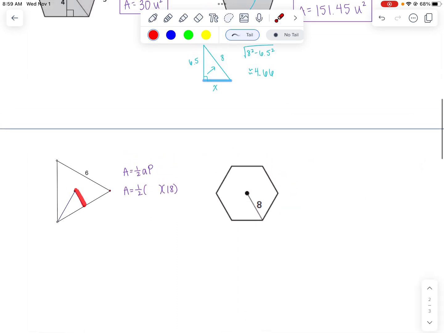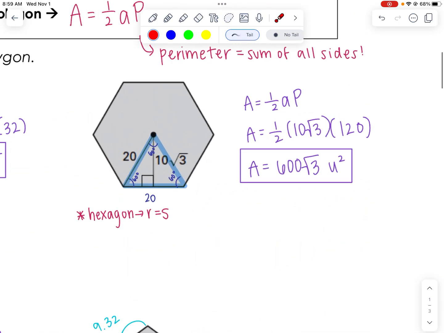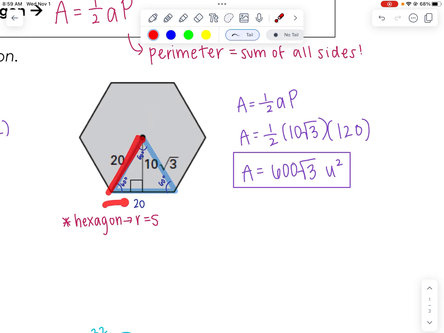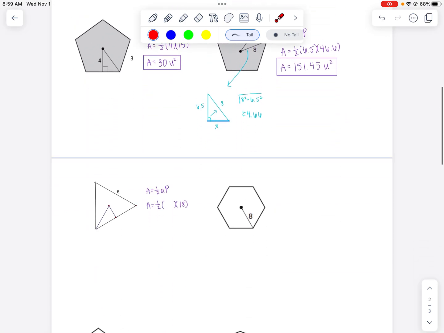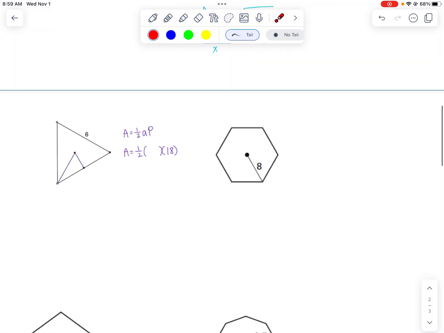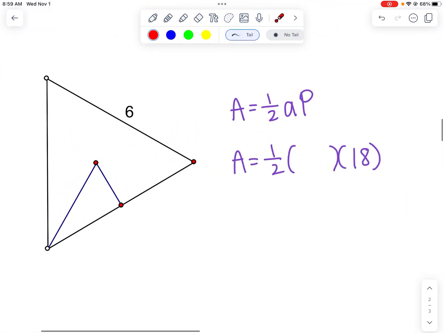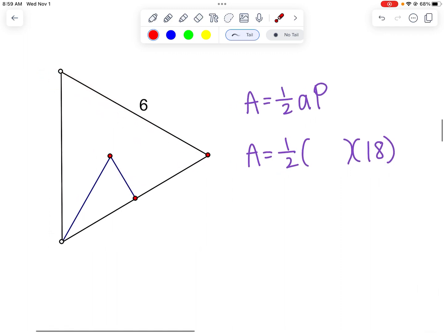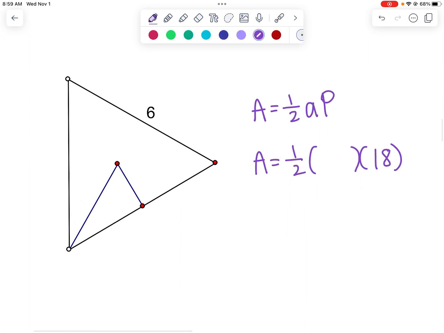Okay, now like hexagons had that special rule where the radius and the side were the same in a hexagon, triangles also have that rule, and that's that to find the apothem, I can do the side divided by 2 divided by root 3. And that's not a rule that you need to memorize. For now, just know that if I do that, the apothem is going to end up being root 3.